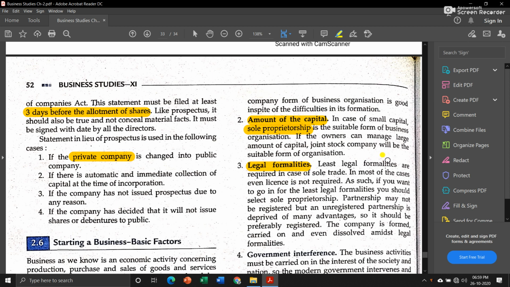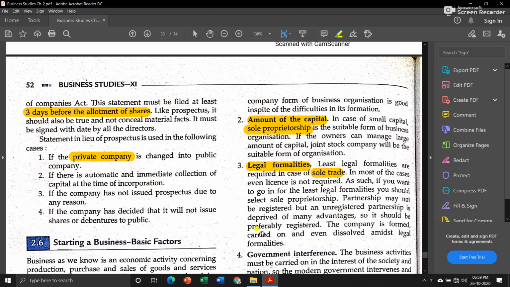If you want to go through few legal formalities, then sole trade is good, because we saw that in sole proprietorship registration is not compulsory. In most cases, even a license is not required. As such, if you want the least legal formalities, you should select sole proprietorship. A partnership may not be registered, but an unregistered partnership is deprived of many advantages. You can also go for registration in a partnership, and a registered partnership is quite advantageous compared to an unregistered partnership.